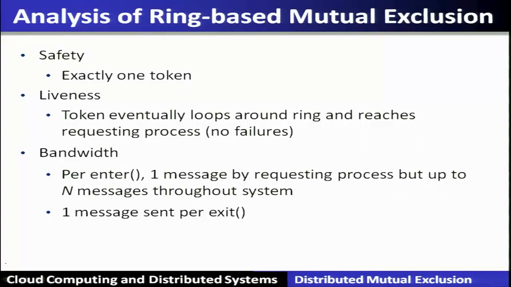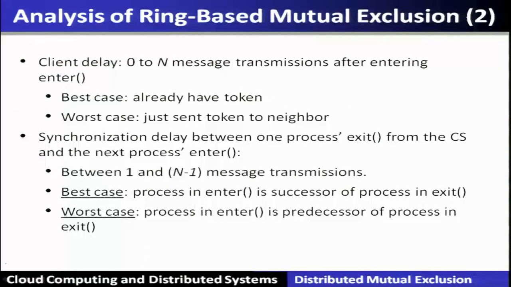In this particular algorithm, that is the ring based algorithm, let us see the analysis. Safety is ensured, why? Because there is only one token. Liveness is also ensured, why? Because the token eventually loops around the ring and reaches the requesting process, assuming that there are no failures. Bandwidth, if we analyze, is per enter one message by the requesting process up to n different messages throughout the system, and one message sent per each exit.